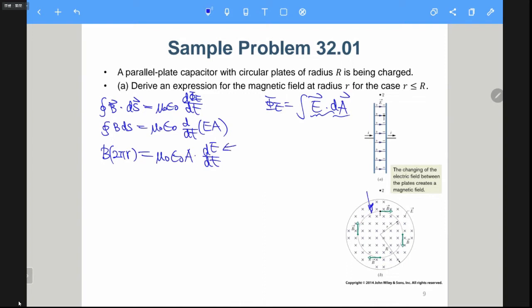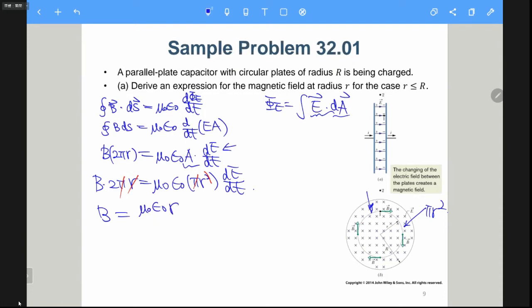So the electric field is changing. So this A is actually the area of a circle, pi r squared. So we have B times 2 pi r equals mu naught epsilon naught pi r squared dE/dt. And then finally, we find B: we can partly cancel this r with this r, and pi with this pi. Okay, so finally we will have B equals mu naught epsilon naught r over 2 times dE/dt.